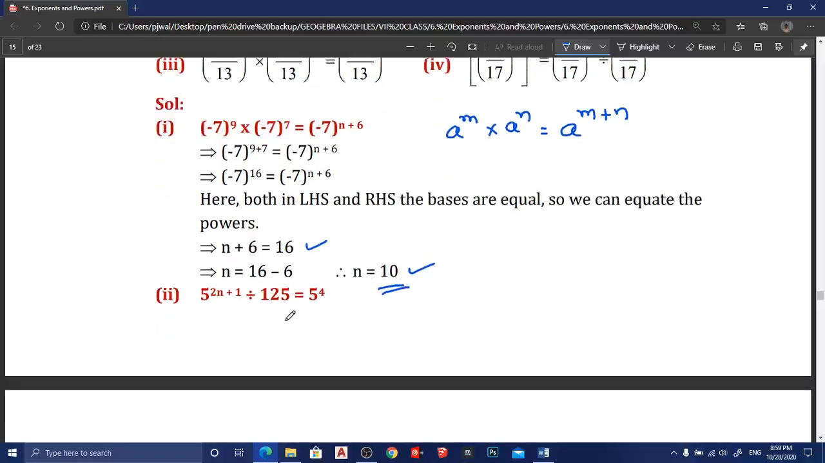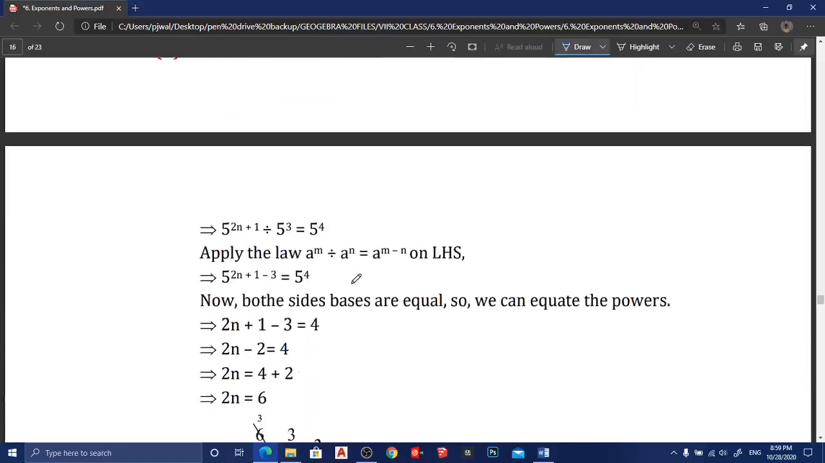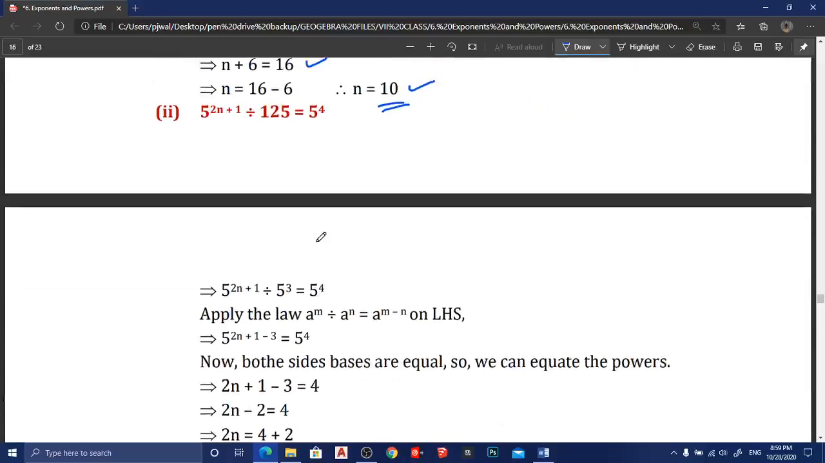5 to the power of 2n plus 1 divided by 125 is equal to 5 to the power of 4. So how can I write this? This 125 I am writing as 5 cube, which is 5 into 5 into 5. By taking the prime factorization, you can write this 125 as 5 into 5 into 5, which is 5 cube. So in place of 125 I am taking 5 cube here, which is equal to 5 to the power of 4. So now it is a to the power of m divided by a to the power of n is equal to some a to the power of p.